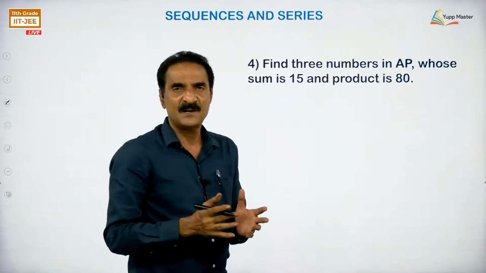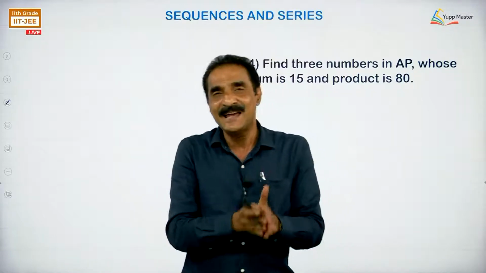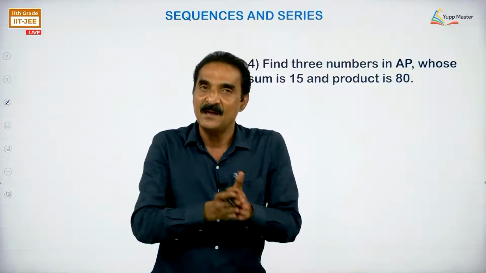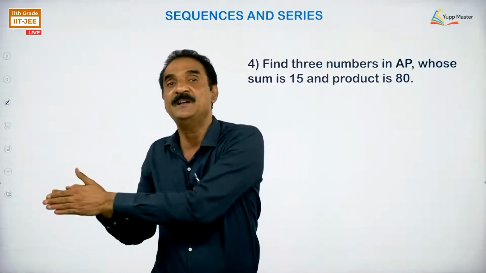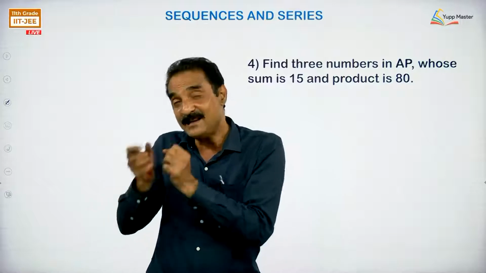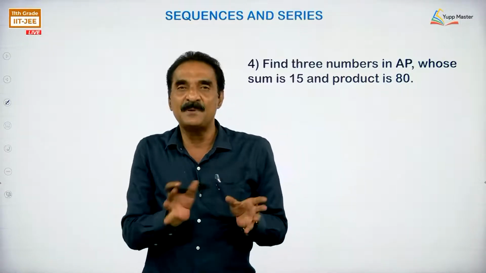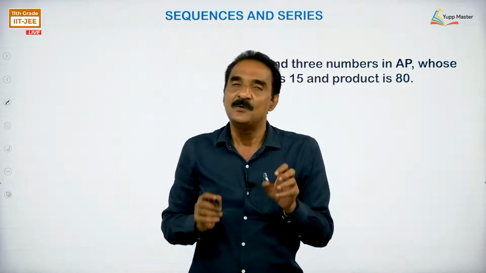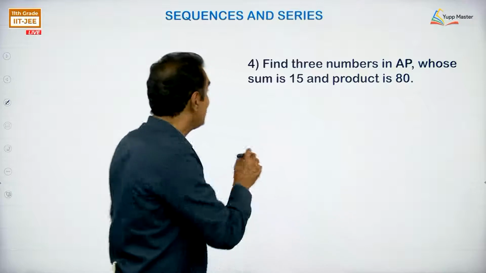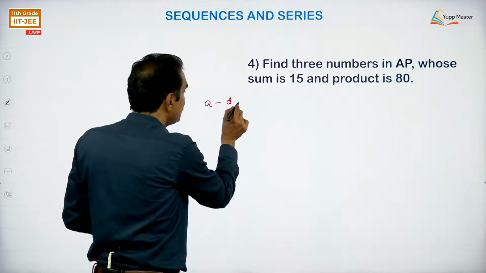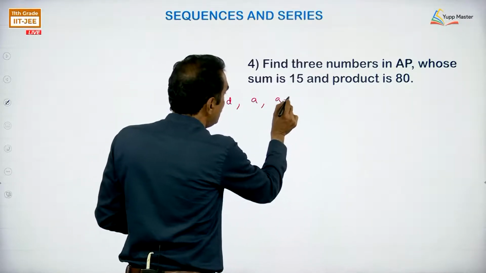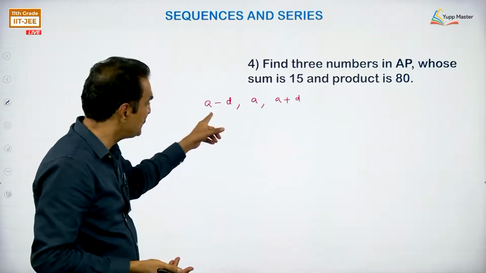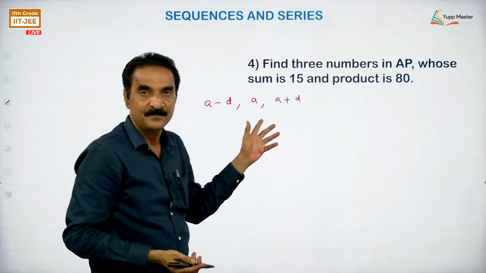Usually when three numbers are in AP, we have to take them as A, A plus D, A plus 2D. If four numbers are there, A, A plus D, A plus 2D, A plus 3D. But for calculation sake, we take the numbers differently. When three numbers are said to be in arithmetic progression, we take the numbers as A minus D, A, A plus D. These three are also in AP because difference between these two is D, difference between these two is D.